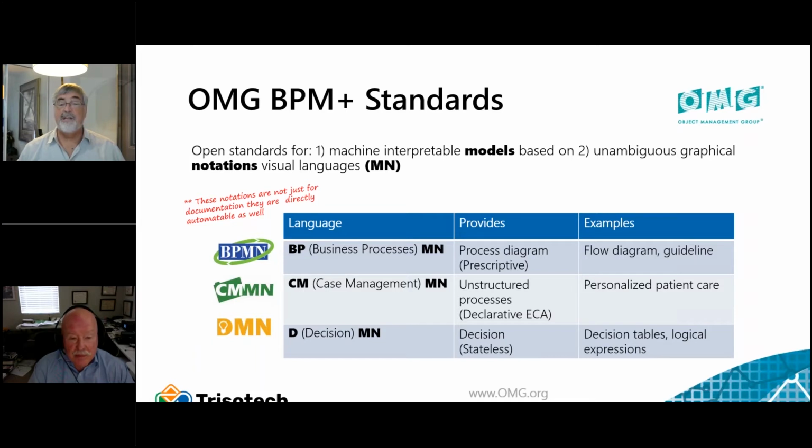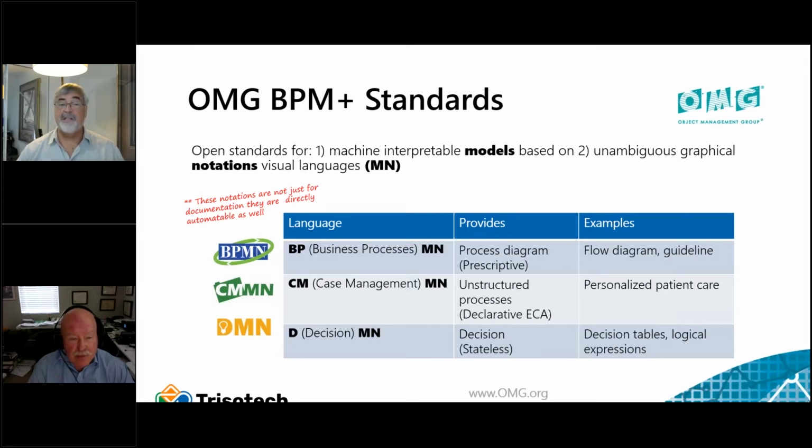And finally, DMN is the decision model and notation. And DMN is really about making decisions. And we say in a stateless way, so I'm referring maybe more to the technical people here. That is a one exchange. I provide you with the input and I get the decision back. And it takes, for example, decision tables and various logical expressions that can be captured.